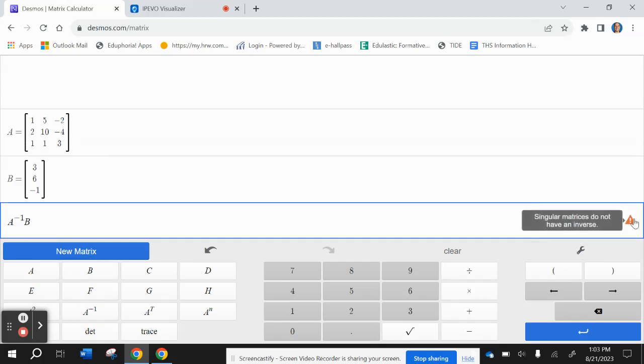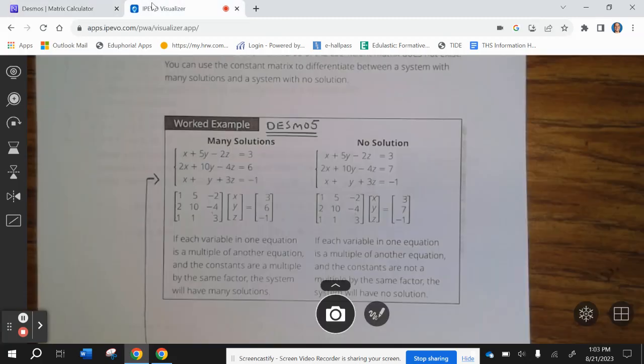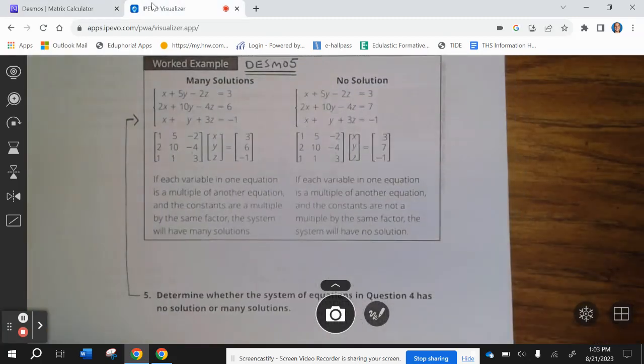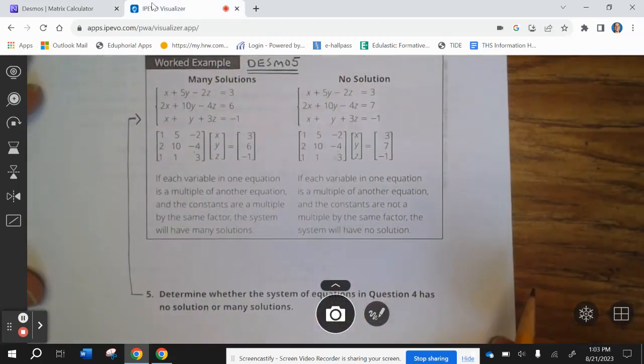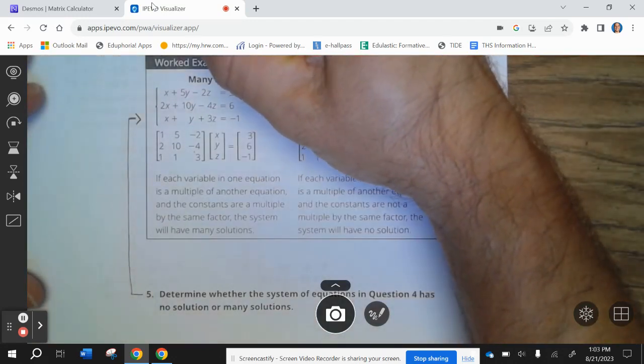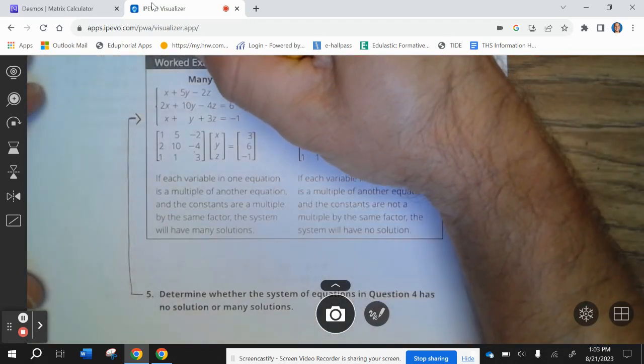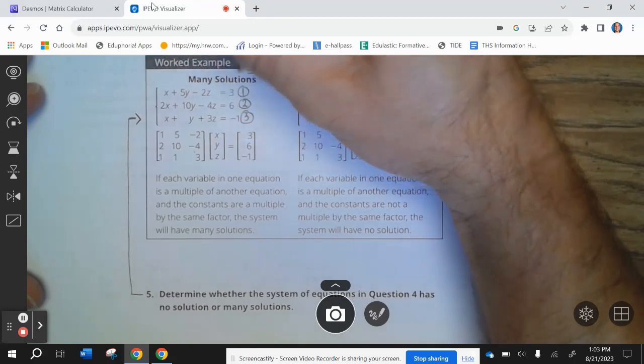You get an error message. Okay, it's saying it's singular. That's a sign that it's either many solutions or no solution. When that happens, you have to do this without a calculator. So to do that, let's call this equation 1. Let's call this equation 2. And let's call this equation 3.